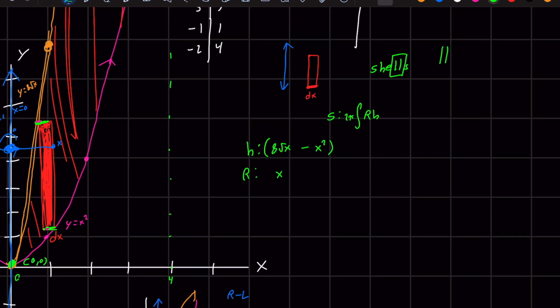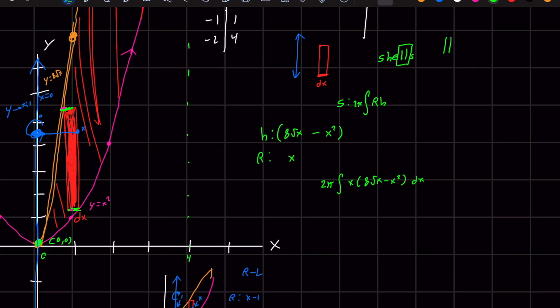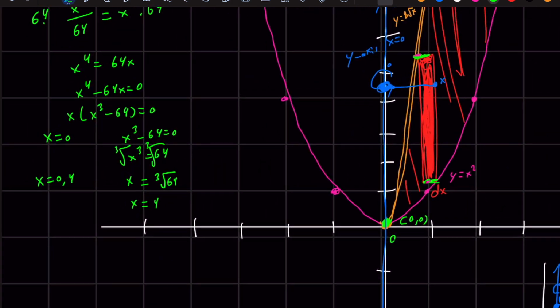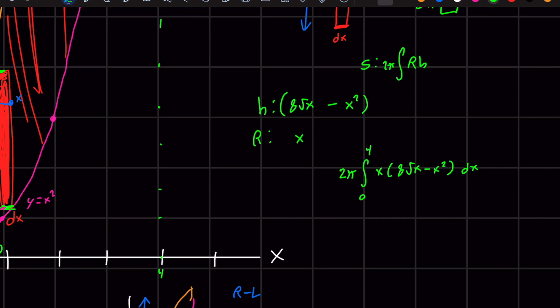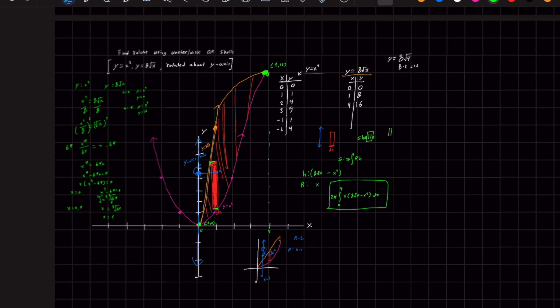So now to set it up, you're just going to write 2 pi times the radius x times the height, which is going to be 8 square root of x minus x squared. We're doing everything in terms of dx. Notice that we don't have any y's in here. If you have a y in there when you're doing things in terms of dx, you probably did something wrong and have to go back and change something. Our bounds, which we figured out in the beginning, are 0 to 4 in x. I'm not going to do the integration, but that's pretty much how you set it up.